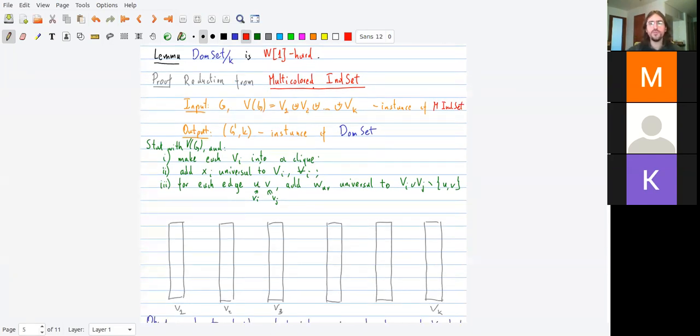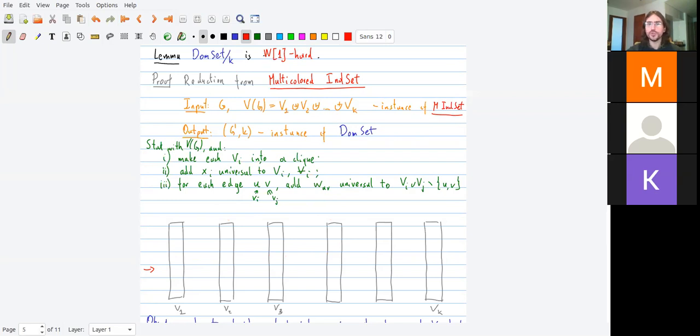Good. So on input, I've got an instance of the multicolored independent set problem. Just to recall, this is a graph where the vertex set is as on this picture here, partitioned into k different parts. And the question in the multicolored independent set is whether I can pick an independent set that takes one vertex from each of the parts.